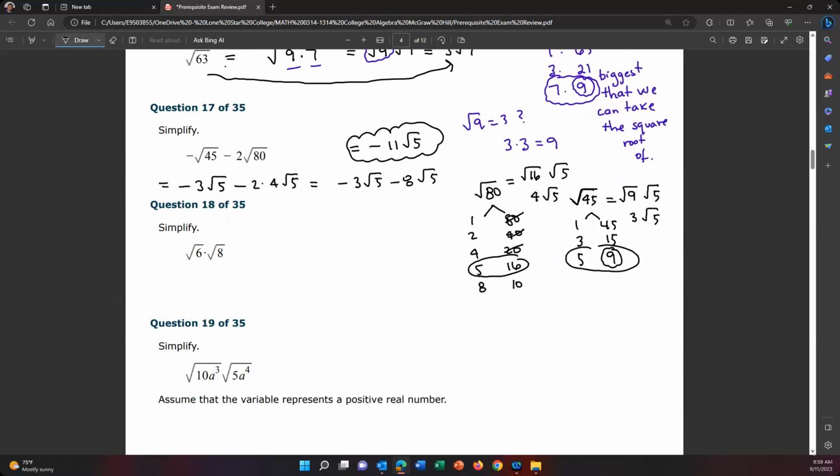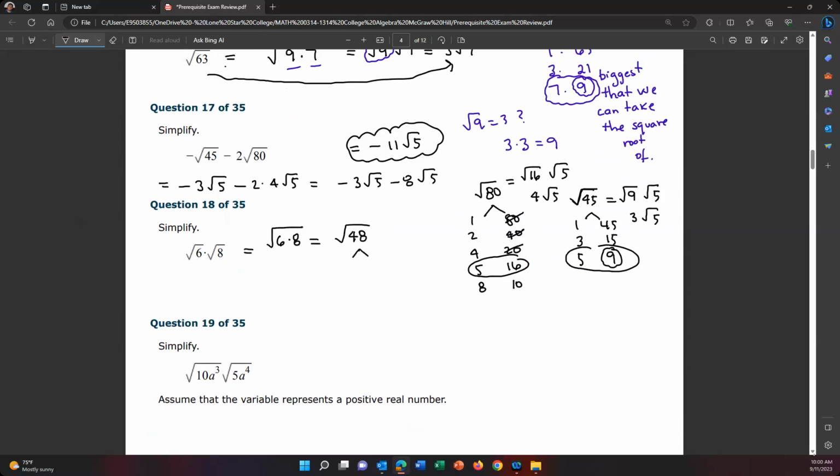They want us to simplify. Okay, let's see. I think I'd take the long way there because I want to emphasize a particular skill. This is 6 times 8, which is equal to the square root of 48. We cannot take the square root of 48 from the very get-go. But can we do something better?